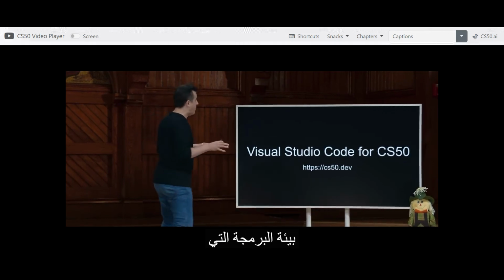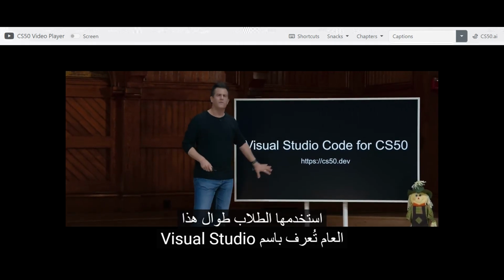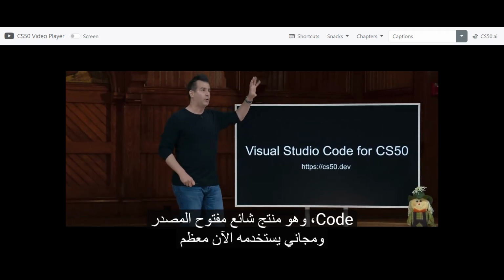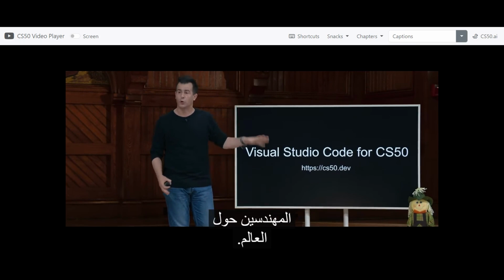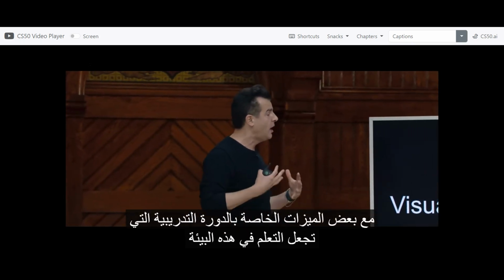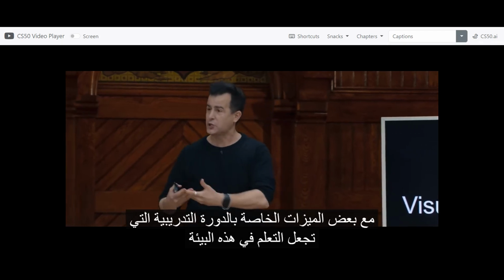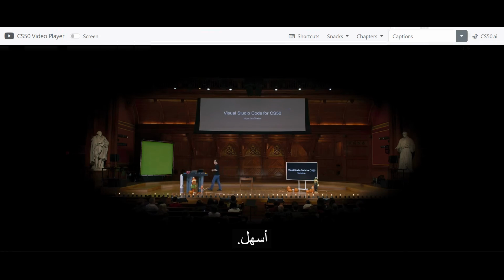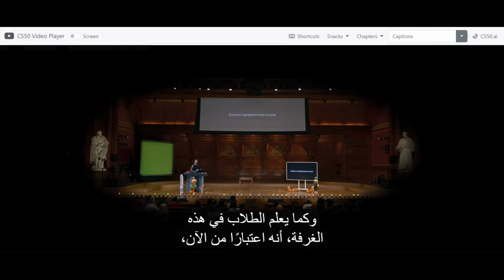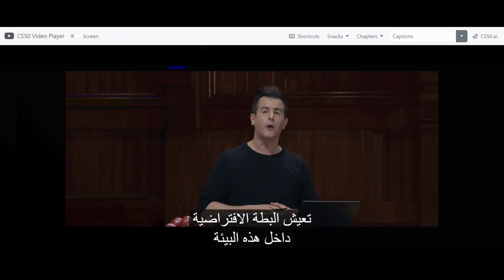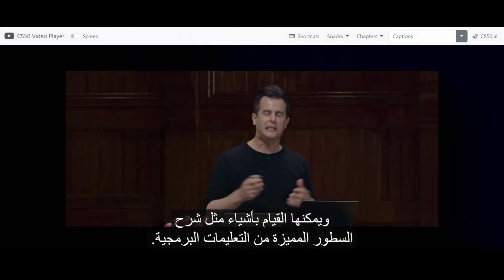Now, the programming environment that students have been using this whole year is known as Visual Studio Code, a popular open source free product that so many engineers around the world now use. But we've instrumented it to be a little more course specific with some course specific features that make learning within this environment all the easier. It lives at CS50.dev, and as students in this room know, as of now, the virtual duck lives within this environment and can do things like explain highlighted lines of code.